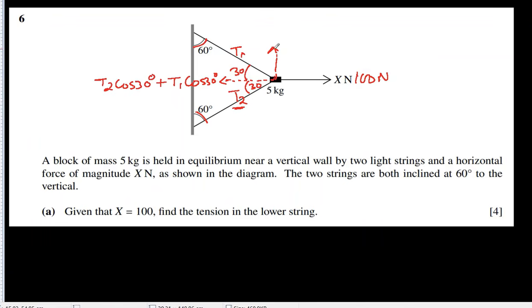Now the upper component of T1 will be T1 sine 30 degrees and the lower one will be T2 sine 30 degrees. Now the two inclined forces T1 and T2 are taken care of. They are divided into components and 100 newtons is already there.